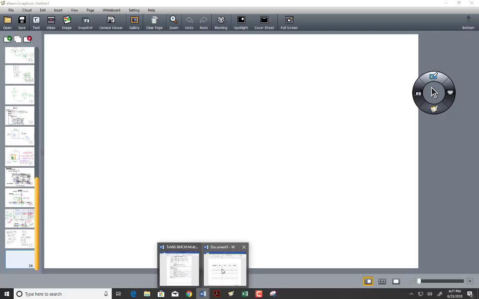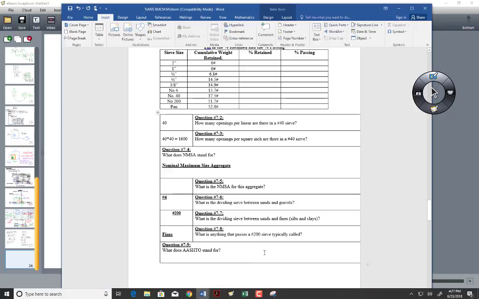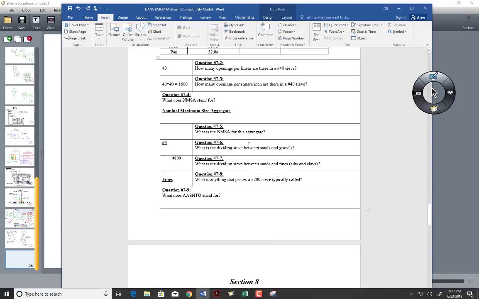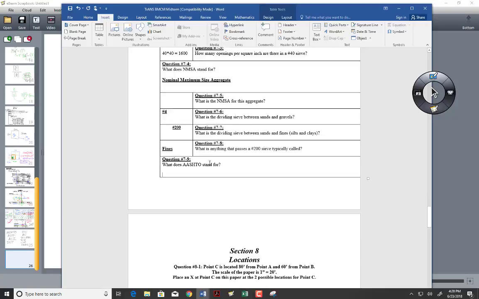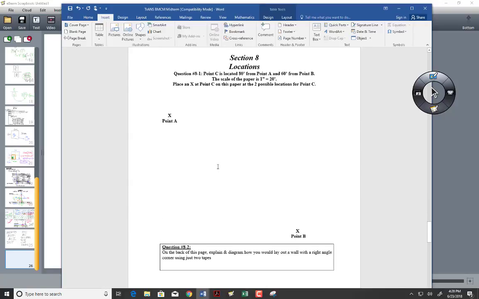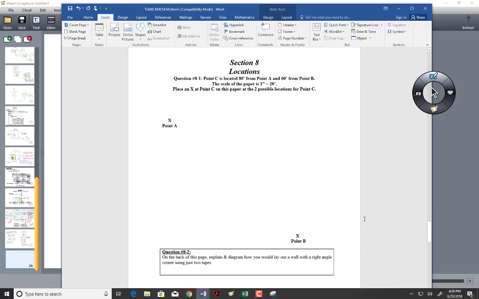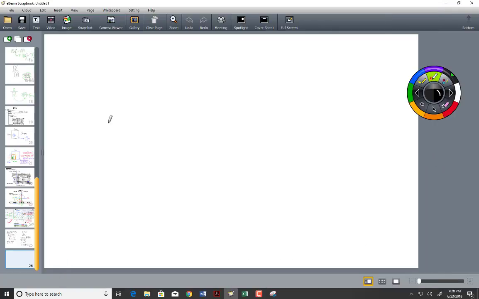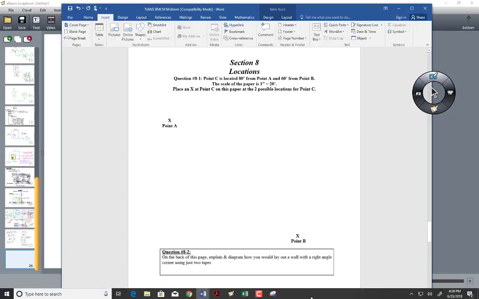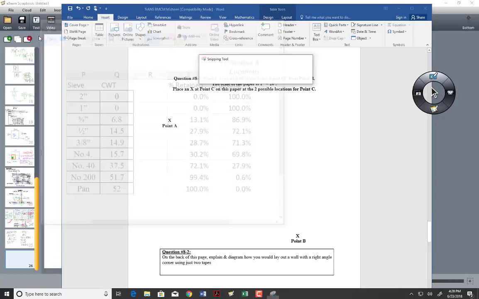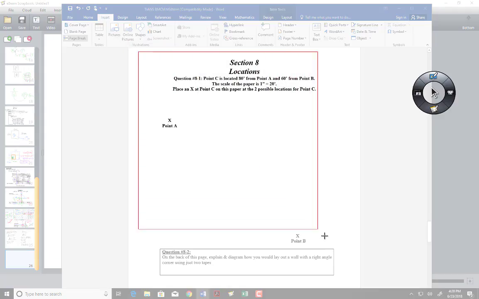The answer for 7-5 was 3/4. What is the NMSA for this aggregate? It would have been 3/4. Yep, 3/4. Locations. I was expecting a little bit better effort on this one. So on this one, for those that got to it, I was expecting a little bit better effort.